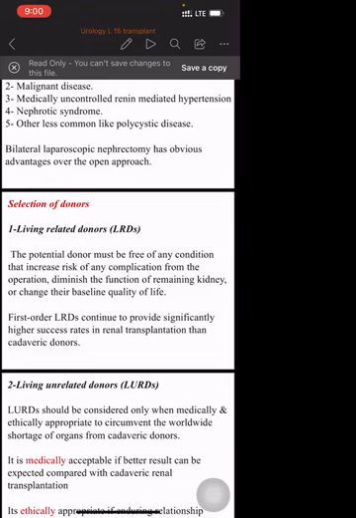First order, living related donors continue to provide a significantly higher success rate in renal transplantation than cadaveric donors. Okay, so the best one is the living related donor. It is the best choice as a donor.